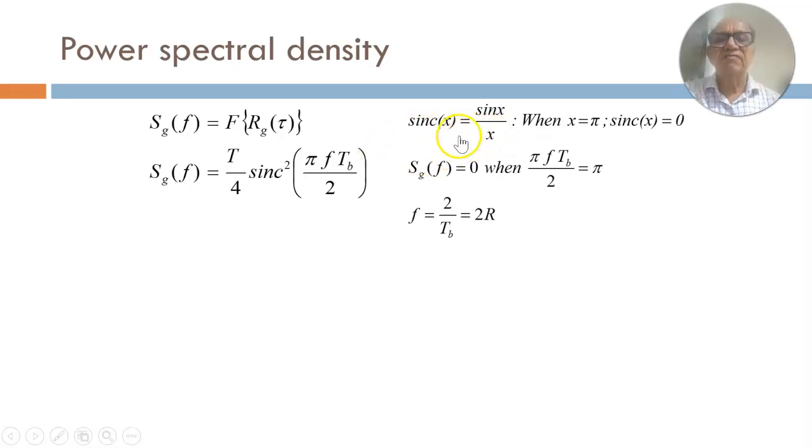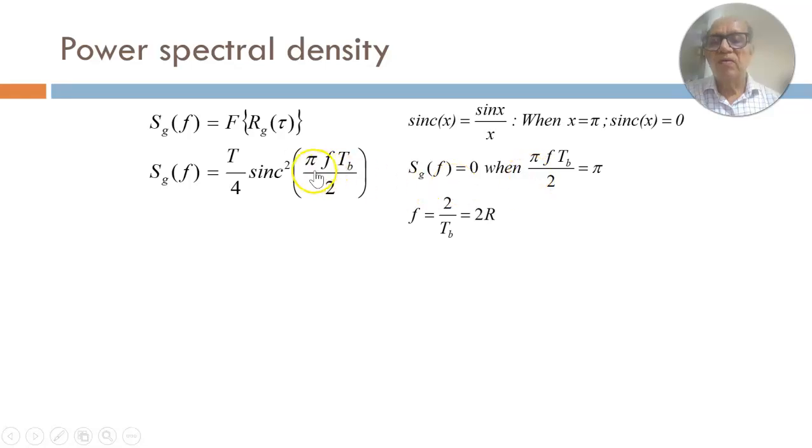Remember, the sinc x definition can also be written as sine of pi x by pi x, but in that case the term within the bracket will be somewhat different. But in our case, since we define our sinc x in this fashion, this is the term within the parameters. So when x is equal to pi, so if I call this whole thing as x, and if that is equal to pi, then clearly sine of pi is 0, so sinc of x will be 0.